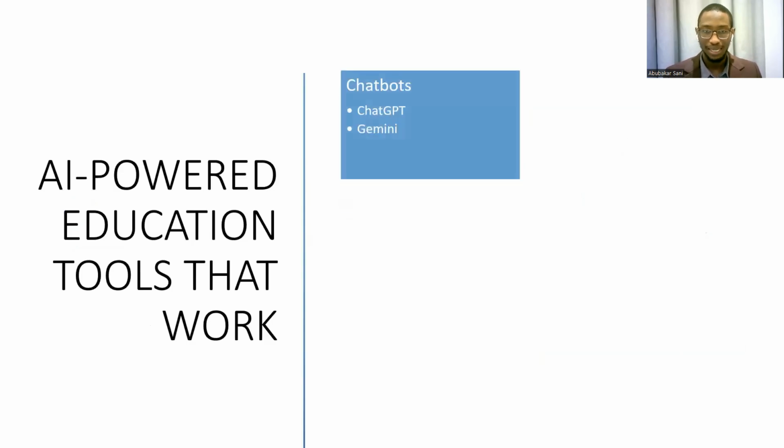All right, so let's take a look at some of the AI powered tools out there that you can start using now. We have chatbots. These are platforms that allow you to sit and chat with an AI. You talk to the AI as if you are chatting with a friend or a colleague, asking questions and brainstorming. Some of the most powerful chatbots out there are Chat GPT and Google Gemini.